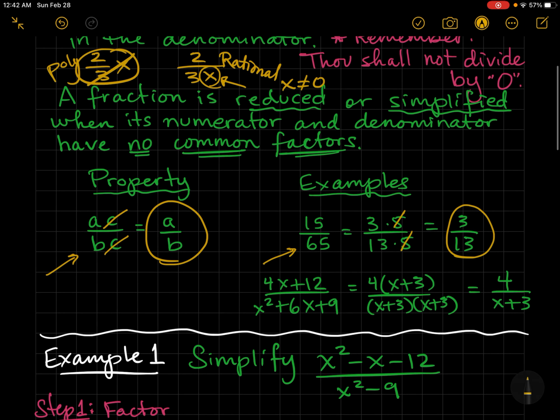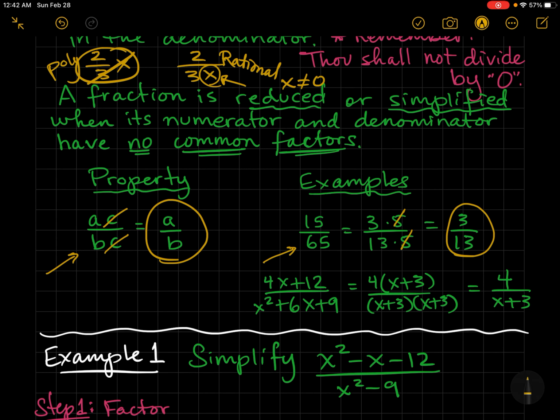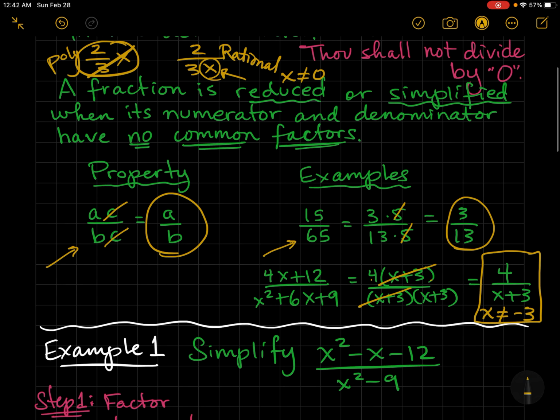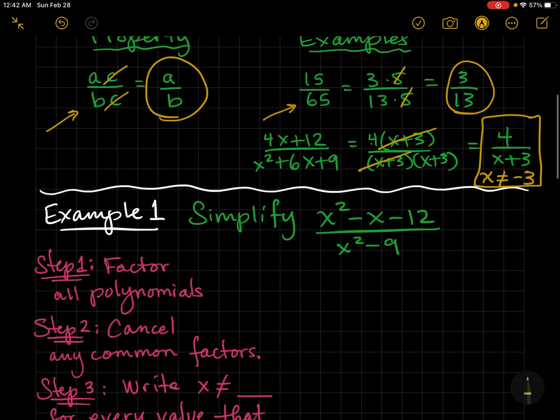In this section, we'll look at polynomials in the numerator and denominator. So what we would do is factor them first, and then you can more readily identify the common factors, and whatever's left, we'll put there. And notice we have to say x cannot equal -3 because -3 makes the denominator equal 0. So our simplified answer would be this, and that would be all.